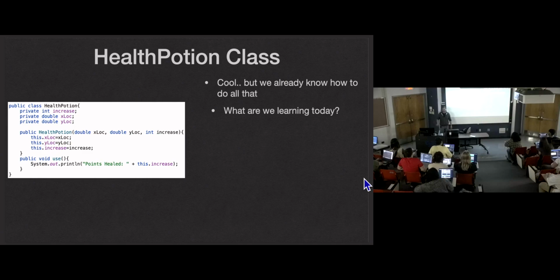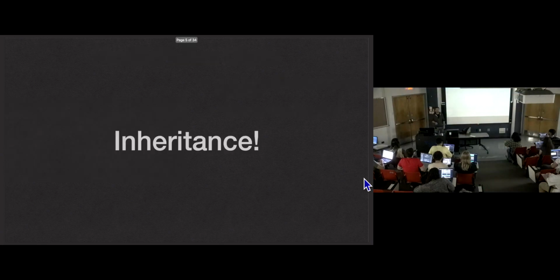But we know how to do all that. We could have used this example 2 weeks ago, and you would have understood everything that's going on right here. This is just a class. It's got a constructor. Constructor takes parameters. We have instance variables. This is all old hat to us. We've seen it before. So what are we learning today? Inheritance. Yay.